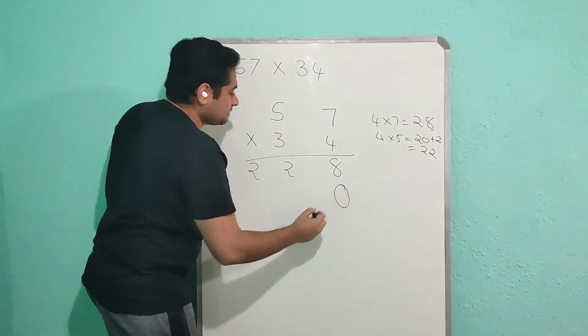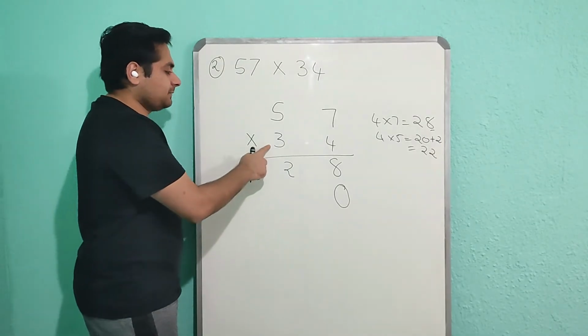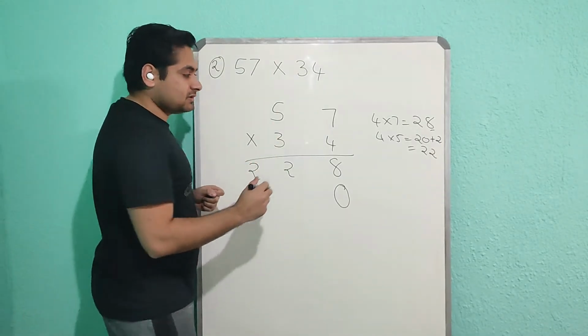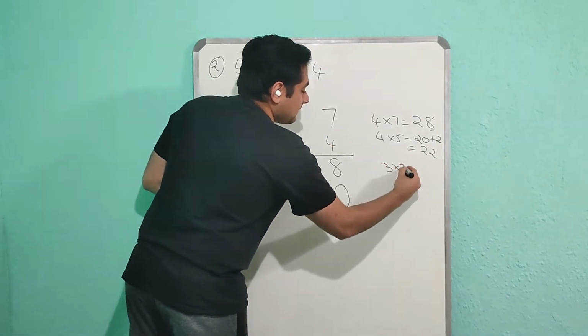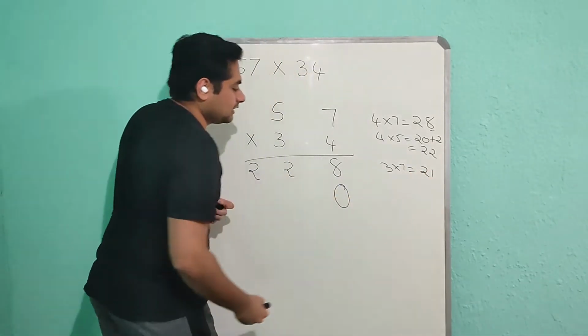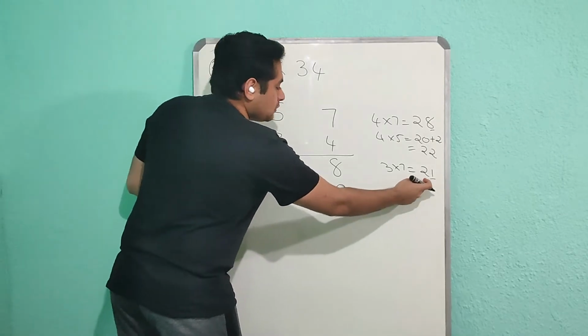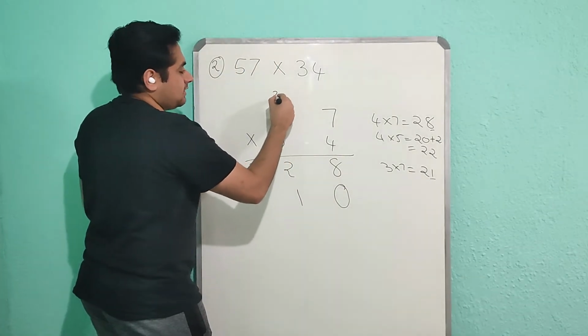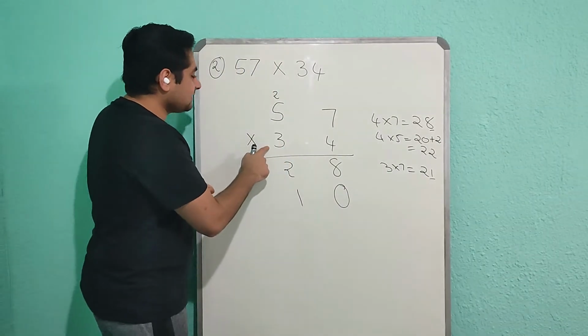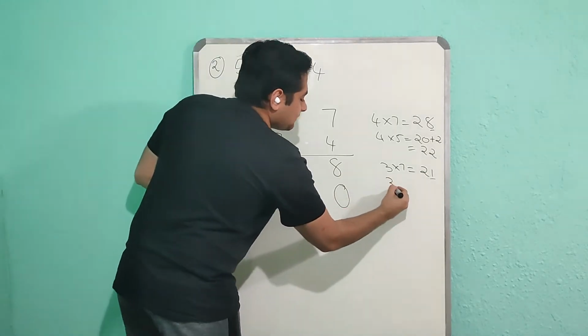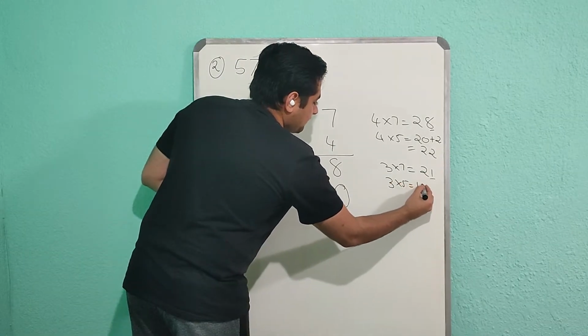So we write a 0. Now we move on to the 3. What is 3 times 7? We know 3 times 7 is 21. So we're going to take the 1 and we'll write it here. And the 2 we will carry to the next number, right? So now what is 3 times 5? 3 times 5 gives us a 15.